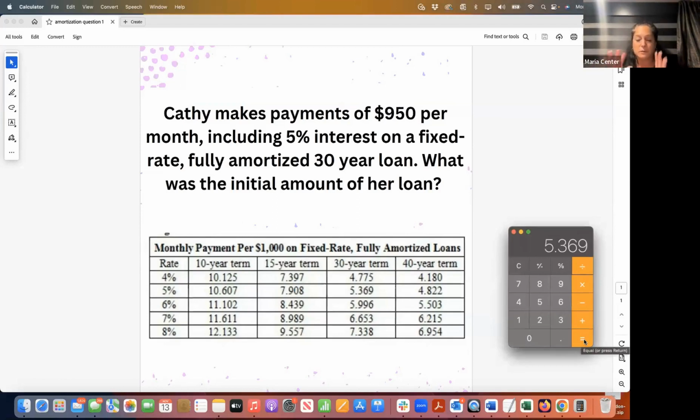And I want you guys to work along, so I'm not going to click the answer here yet. Put $950, that's Kathy's payment, and divide it by the number from the chart, 5.369. And tell me what y'all got. Tell me what you got.